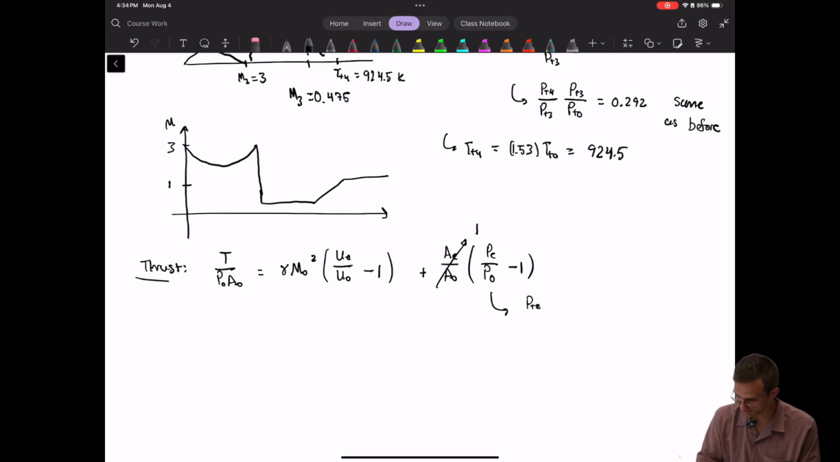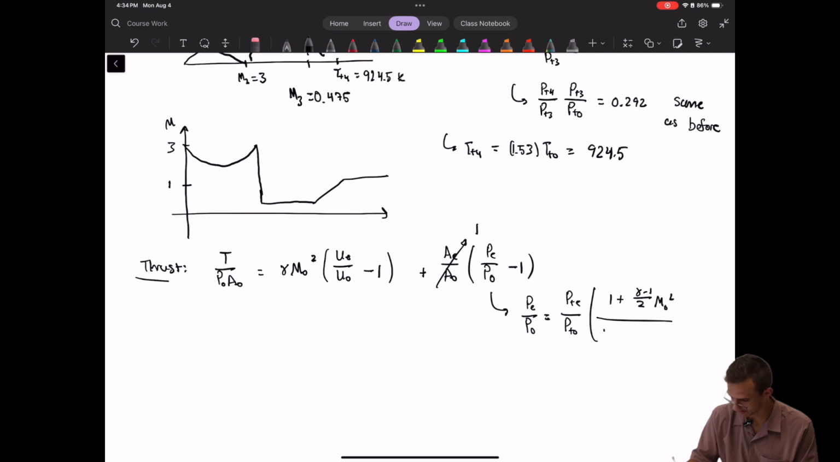PTE, whoops, PE over P naught is equal to PTE over PT naught, this whole entire quantity, 1 plus gamma minus 1 over 2 M naught squared over 1 plus gamma minus 1 over 2 ME squared, that whole thing raised to the power gamma over gamma minus 1. This ends up being 5.66.